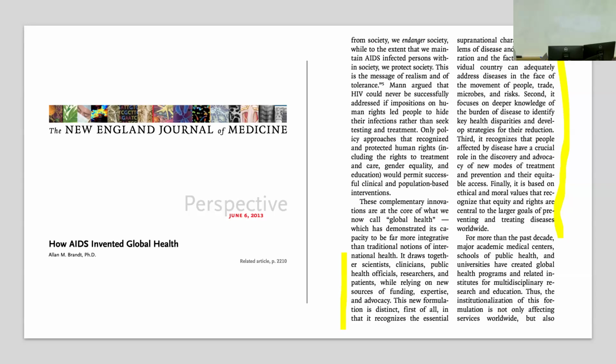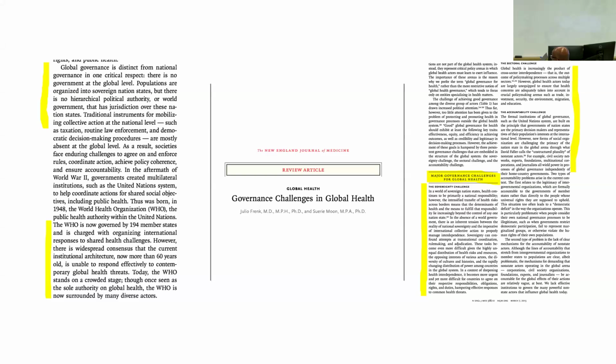Second, it focuses on deeper knowledge, the burden of disease, to identify key health disparities and develop strategies for their reduction. Third, it recognizes that people affected by disease have a crucial role in the discovery and advocacy of new modes of treatment and prevention and their equitable access. Finally, it is based on ethical and moral values that recognize that equity and rights are central to the larger goals of preventing and treating diseases worldwide. It's like a 5-minute read if you guys want to do reference.